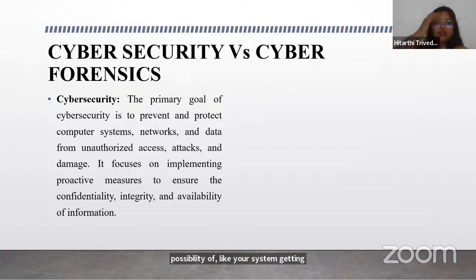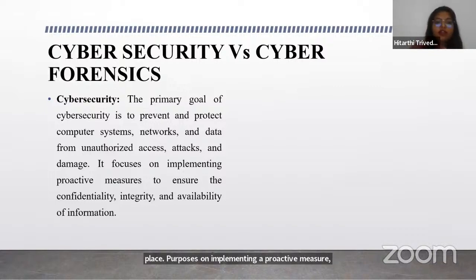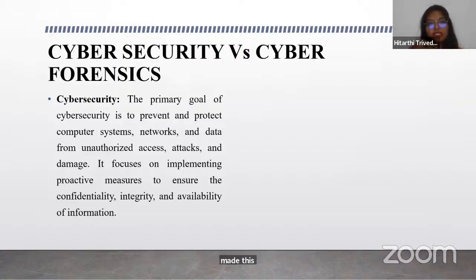So cyber security protects computer systems, networks and data from unauthorized access, attacks and damage, so that unauthorized access, attacks and damage don't take place. Cyber security focuses on implementing proactive measures, before anything happens, to ensure that the confidentiality, integrity and availability of the information is maintained. So it tells you that the confidentiality of the evidence is maintained, and the evidence is intact.